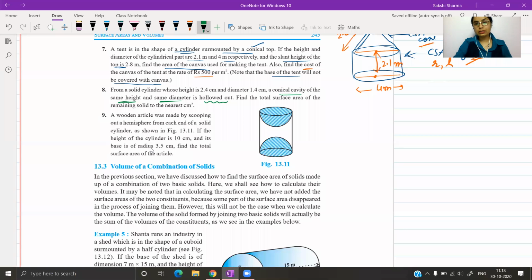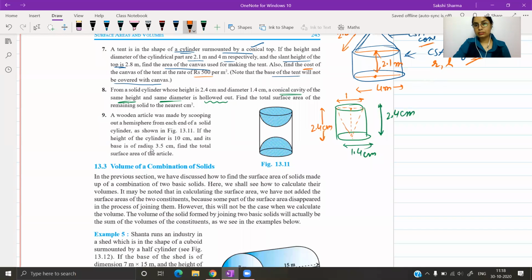So question 8 and question 9 are quite similar. So there is a cylinder for which the diameter is 1.5 centimeters. The height is 2.4 centimeters. There is a depression cut out, a conical cavity of the same height and the same radius. So the vertical height for the conical part is the same as the height for the cylindrical part.